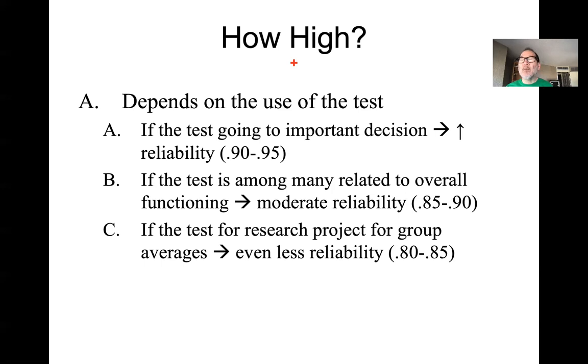We talked about correlations before, the rule of thirds, but in terms of reliability, it depends on some factors, one factor being the use of the test. If the test is going to be used for an important decision, like admission to a university, you're going to want high test-retest reliability. And that's what the SATs demonstrate, fairly high reliabilities in the 90s.